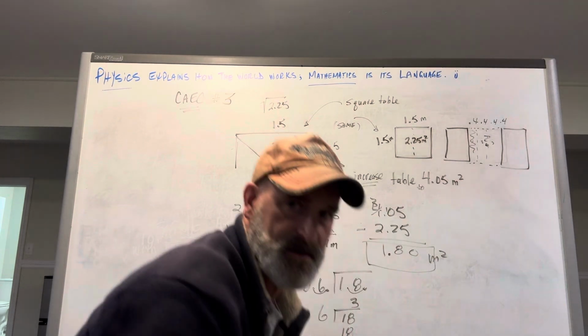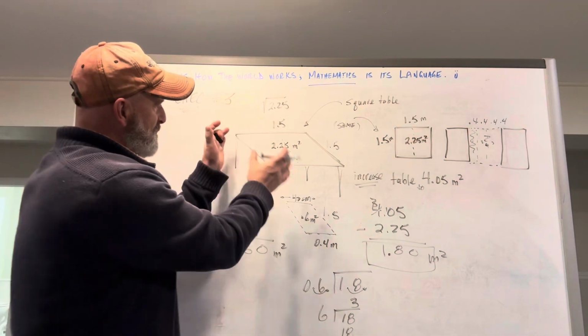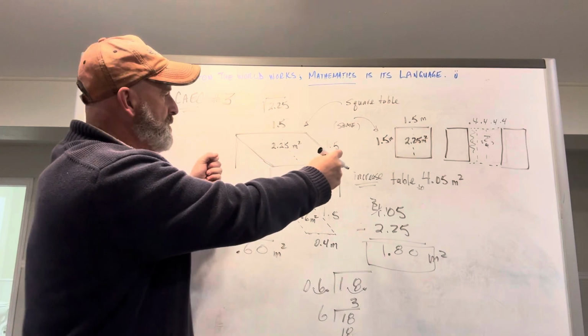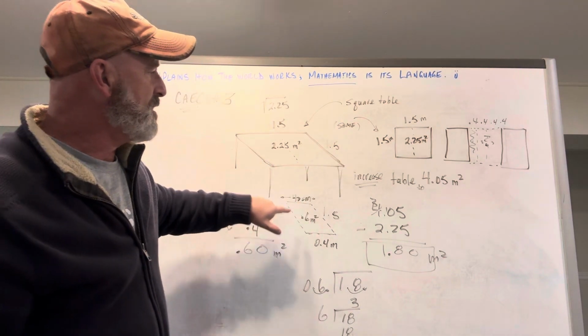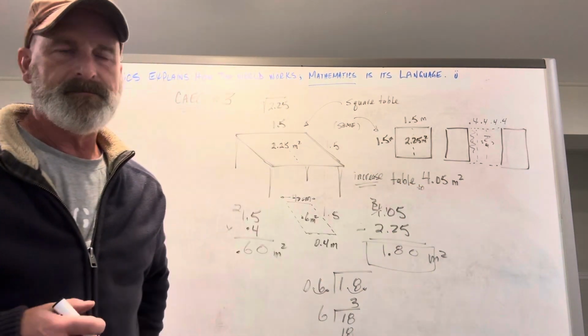That means, putting it all together, we have a table that's 2.25 meters squared. We want to split it apart and add sections to it so that we increase this 2.25 to 4.05.